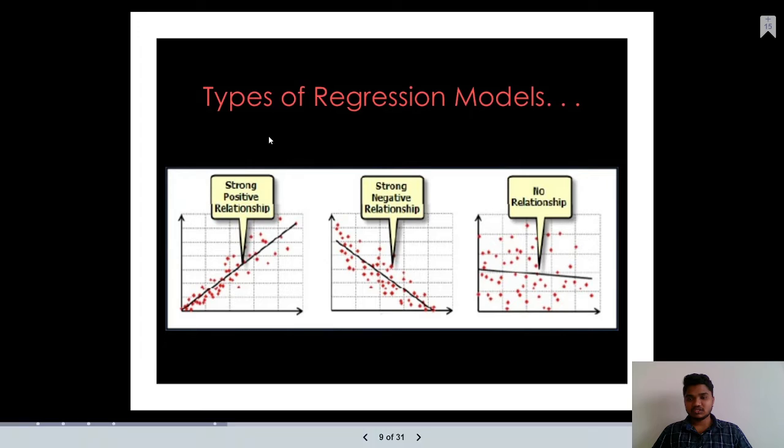The first one is a strong positive relationship because the slope of this line is positive, so this is a strong positive relationship between both variables. And this stands for a negative relationship, as the slope of this line is negative. Whereas this one gives no relationship, and the slope is 0.